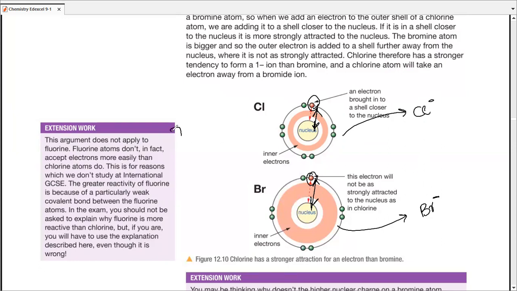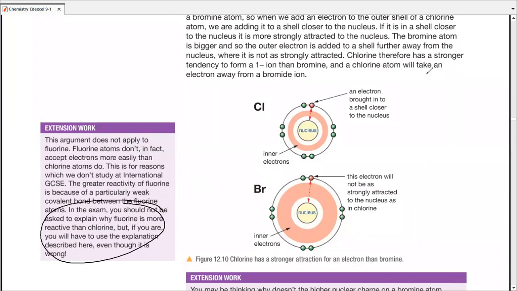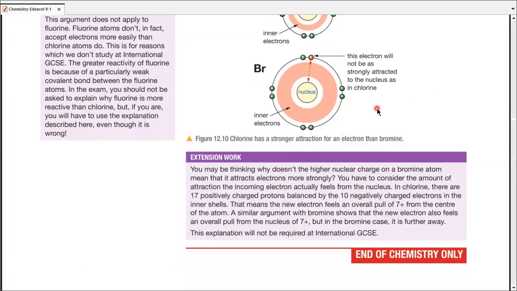The same argument does not apply to fluorine, so we keep it beyond the reasoning of IGCSE. You won't be asked a question about it. If you are, you need to explain it in the same way. Although that would be wrong, you can explain it in the same way since your book says so. All right? Because at this point, we do not go with any other kind of explanation.